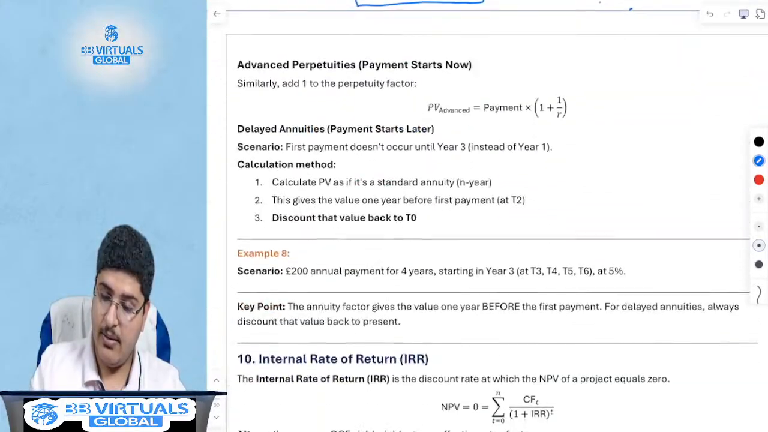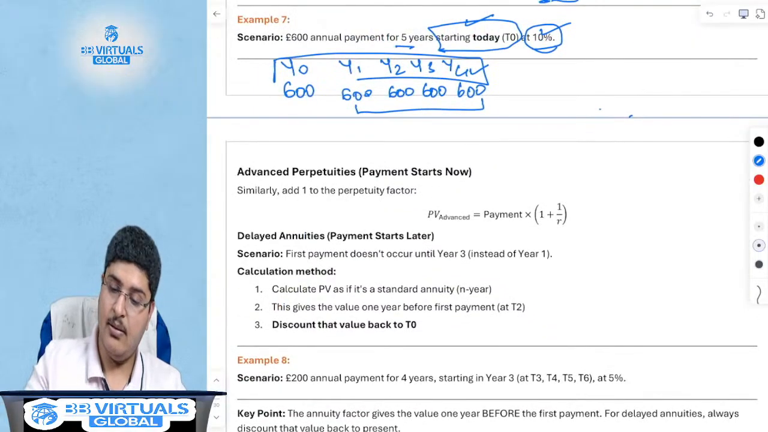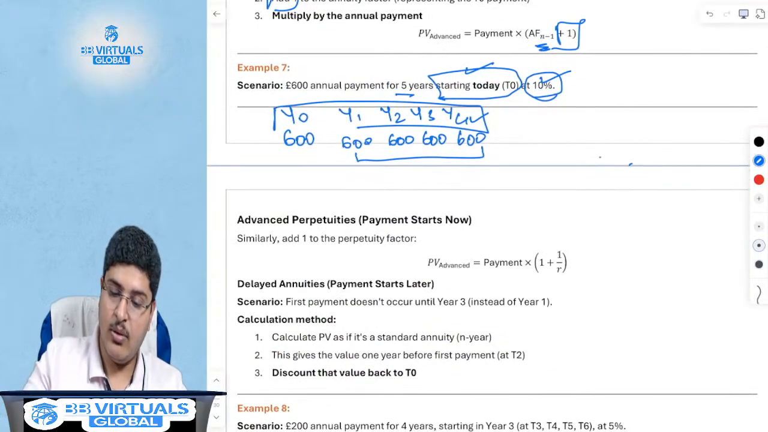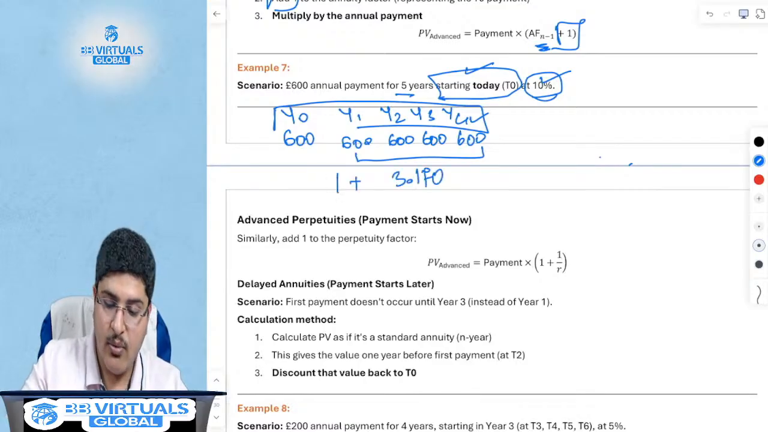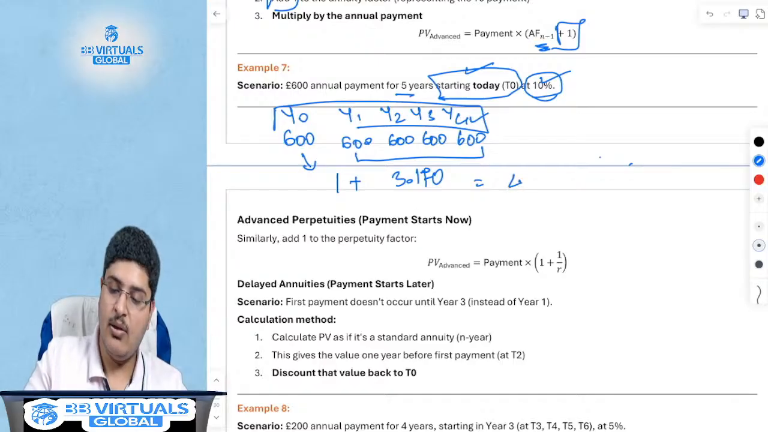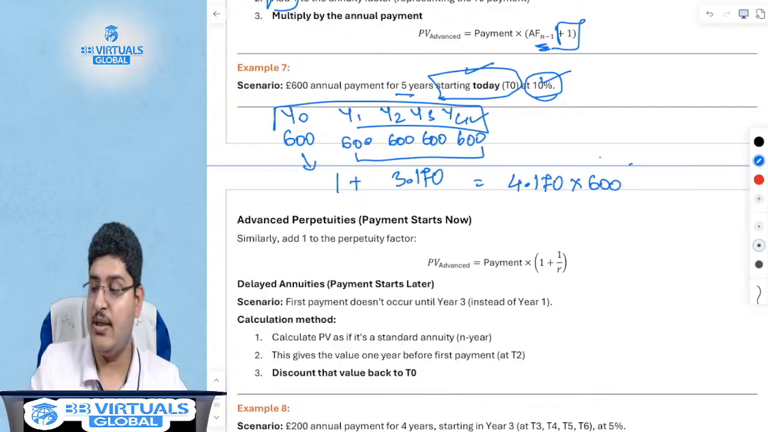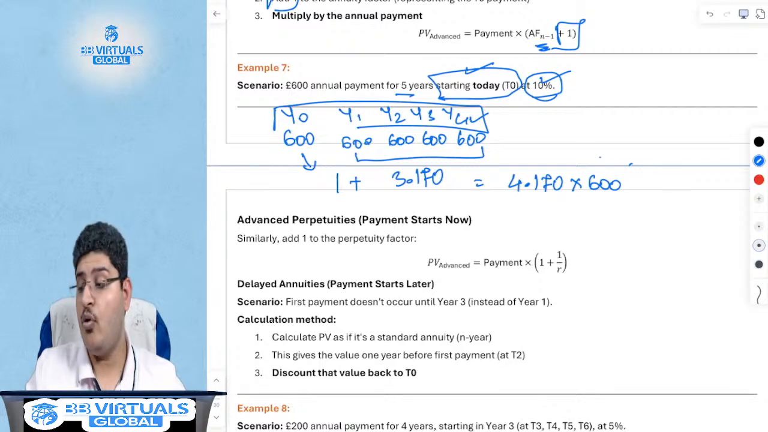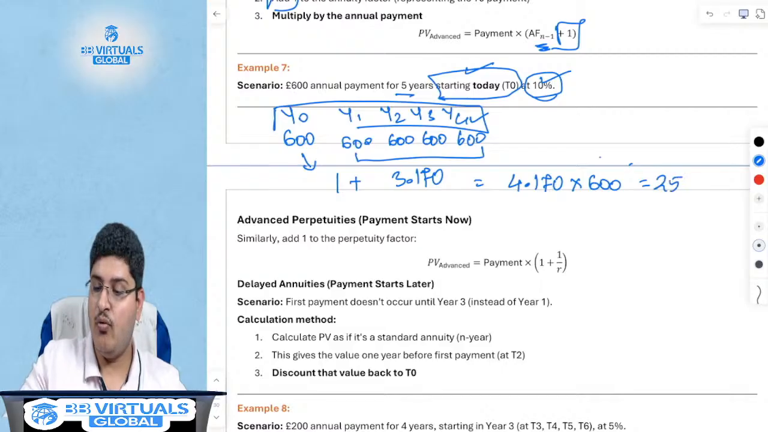Effectively this means the total here is 3.170. And to this you will add 1. Why do you add 1? Because the value of 600 on day 1 remains 1. So 1 rupee on day 1 remains 1. So your annuity factor now becomes 4.170. You will multiply your annual payment of 600 to this. So 600 into 4.170, which means 2502 is your answer.